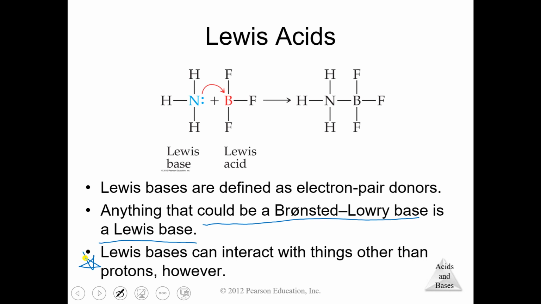Okay? So kind of like Arrhenius was great, but it didn't take into account things that didn't have a hydroxide, so then we had to come up with the Bronsted-Lowry definitions. Well, now we're dealing with things that behave as an acid, behave as a base, but don't have hydrogens involved, but there are lone pairs of electrons.